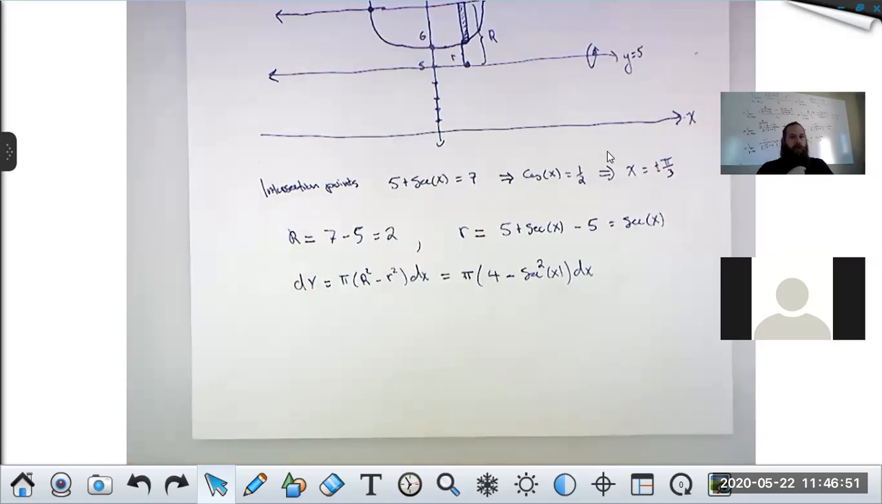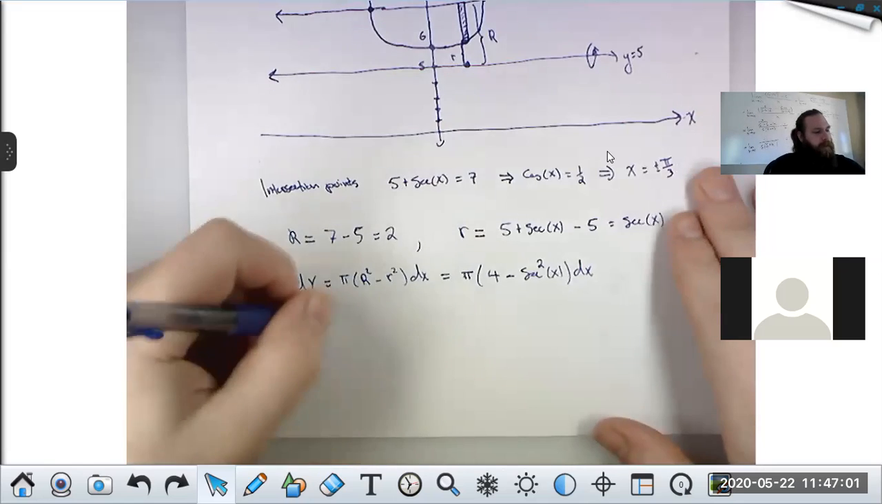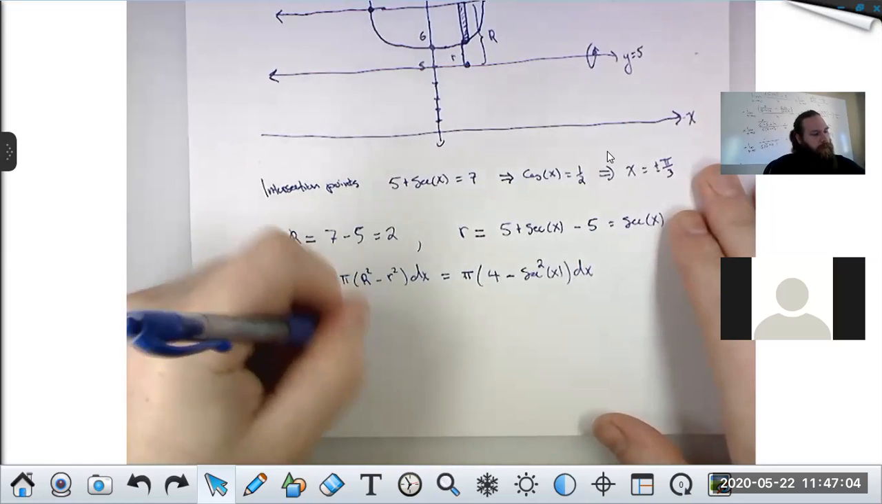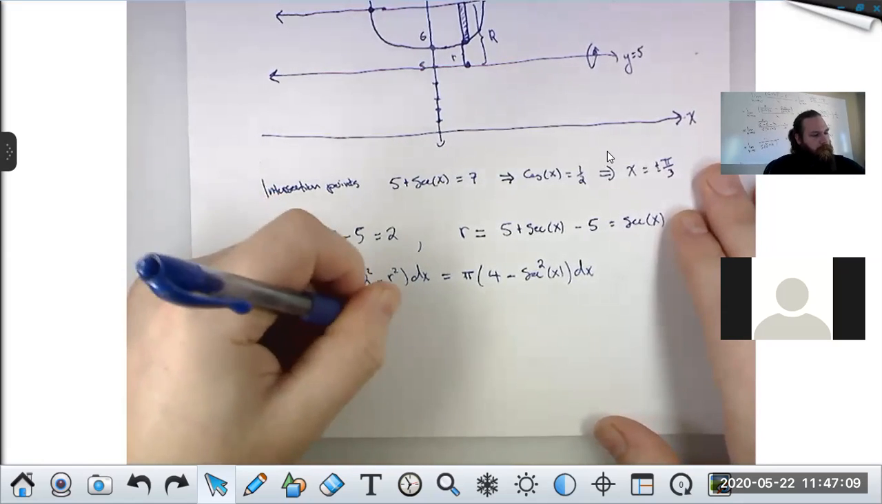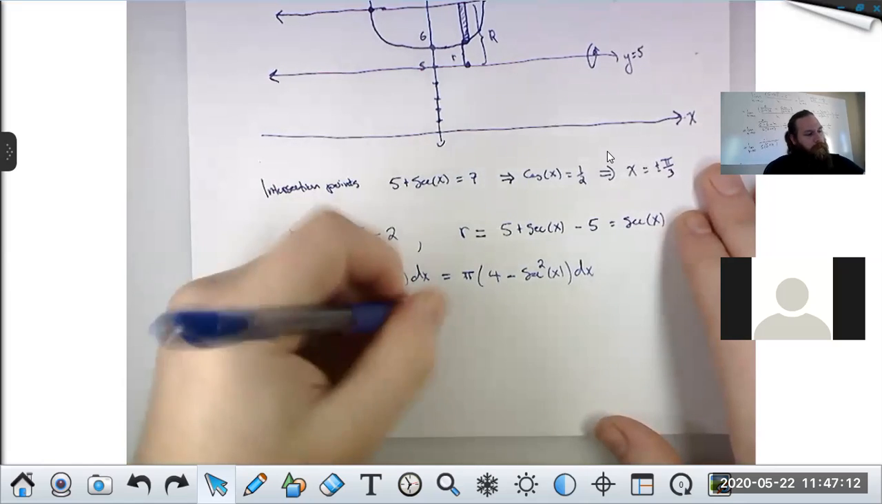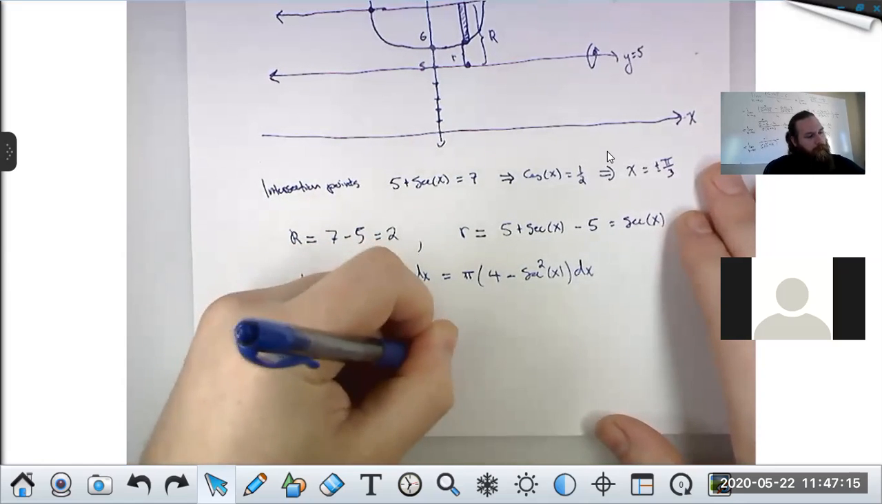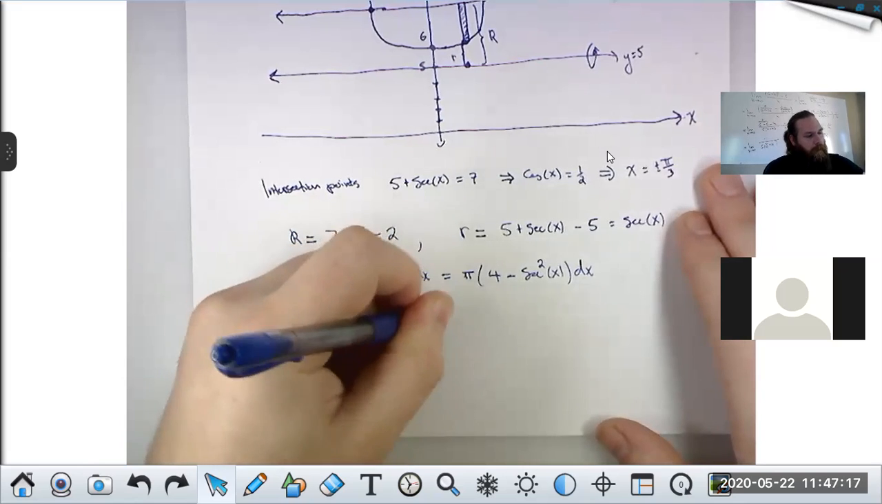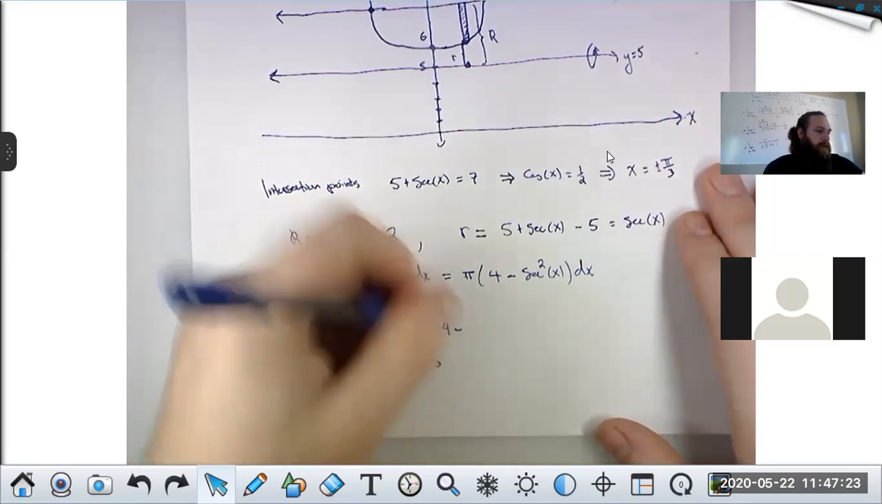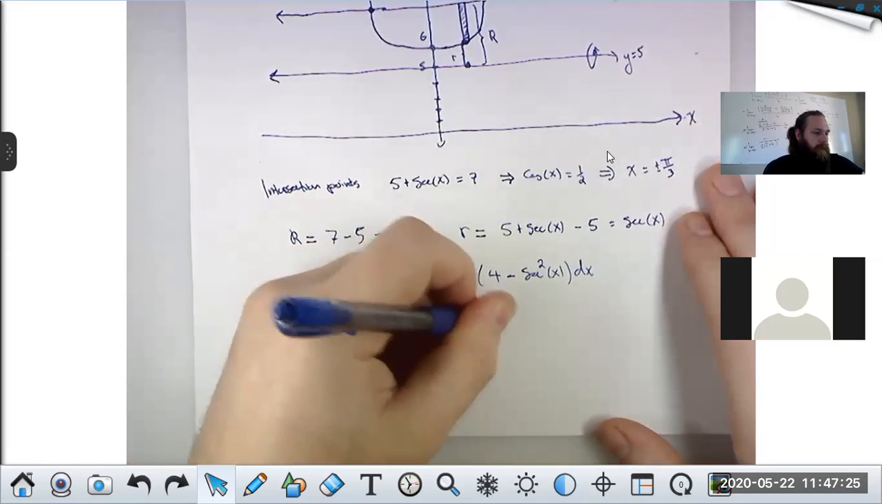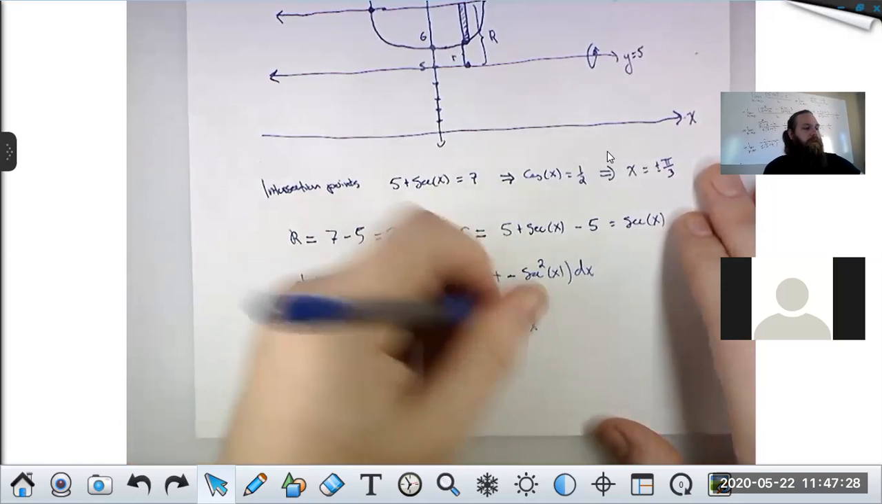All right, the little differential solid I get from rotating just the strip, you don't always have to draw it, but it's important that you understand where these things are coming from. So then v is the integral from negative pi over 3 to pi over 3 of dv, which is the integral from negative pi over 3 to pi over 3 of, pi can come out, and I get 4 minus secant squared x dx.